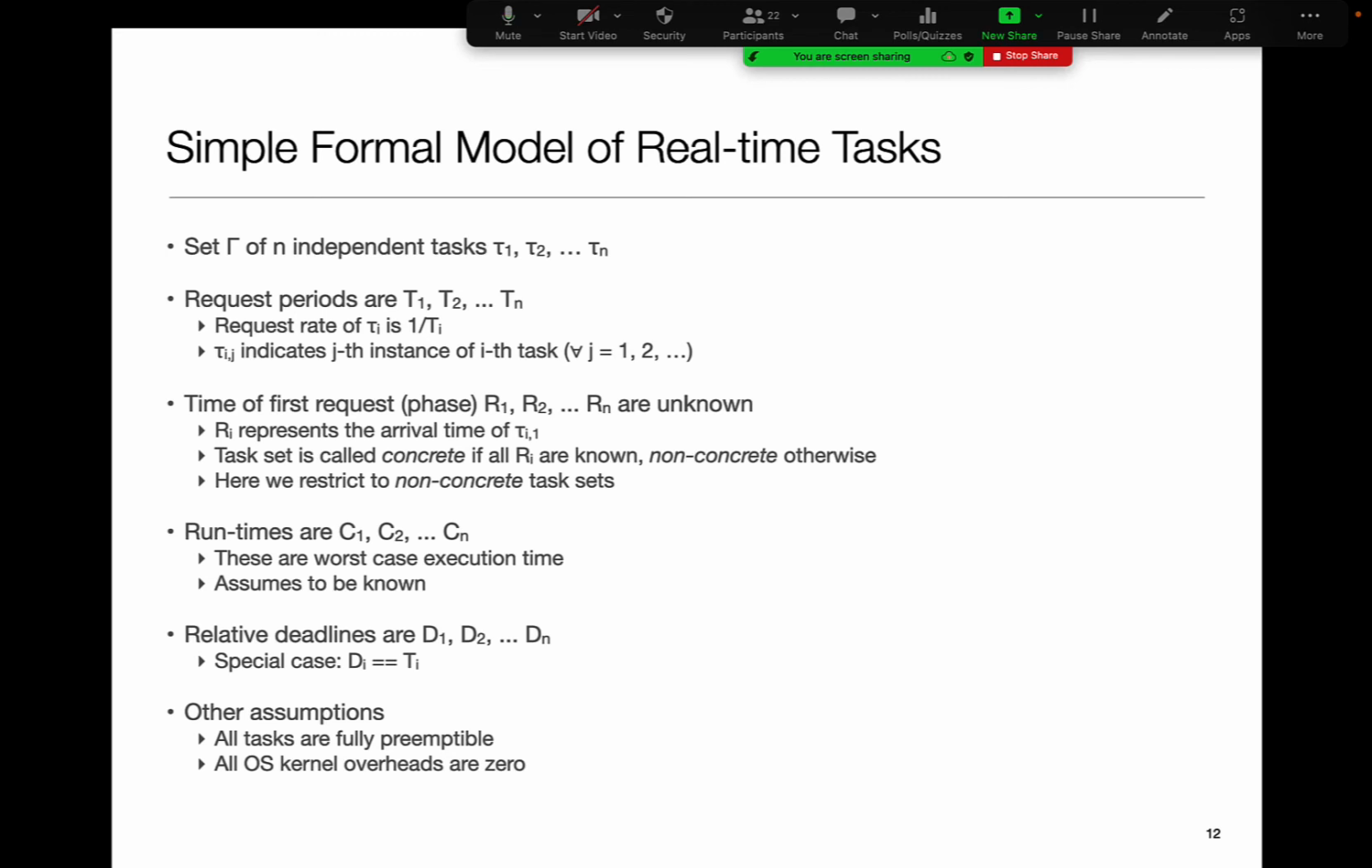So C1 through Cn are worst case execution times, and actually there is a whole body of literature even now on estimating what the worst case execution time is for a particular piece of code. That's not an easy problem. Some of you may have heard of a problem in computing called the halting problem. Does anyone know what that is? What does the halting problem in computing refer to?